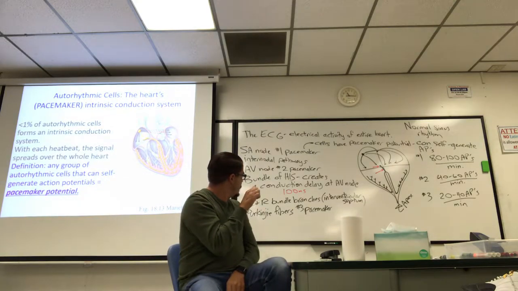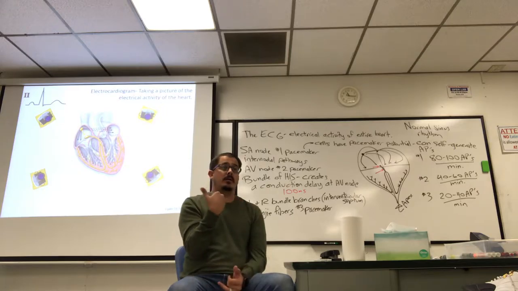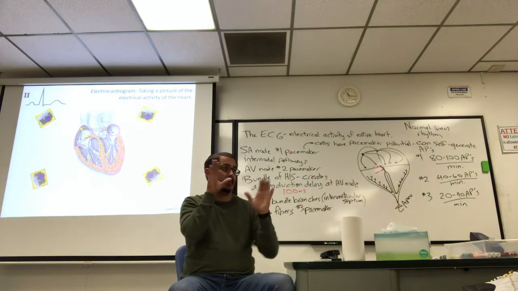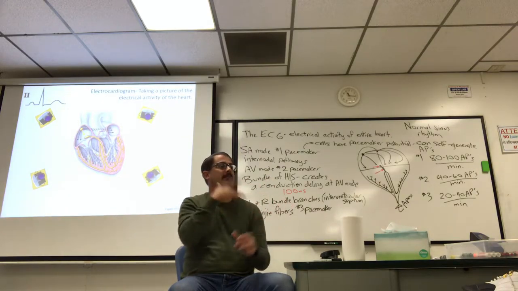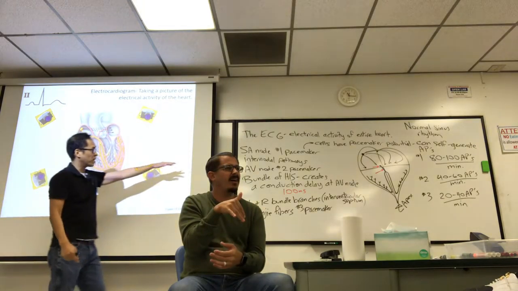Okay, we'll move on from this picture. So what we're going to do in lab on Wednesday, the ECG lab, is use skin surface electrodes to take pictures of the electrical activity of the heart. So we know how the signal spreads through the heart. That's this stuff here.